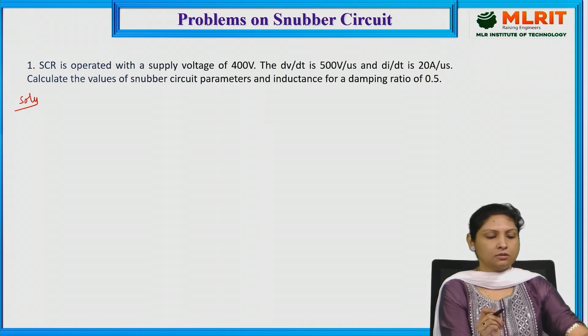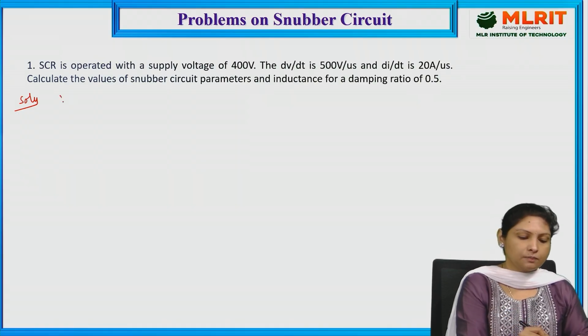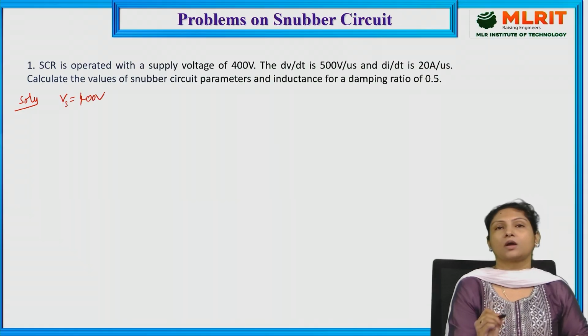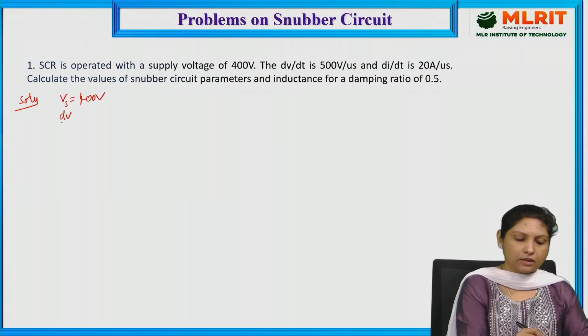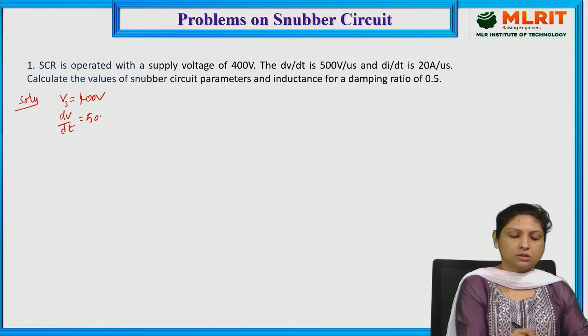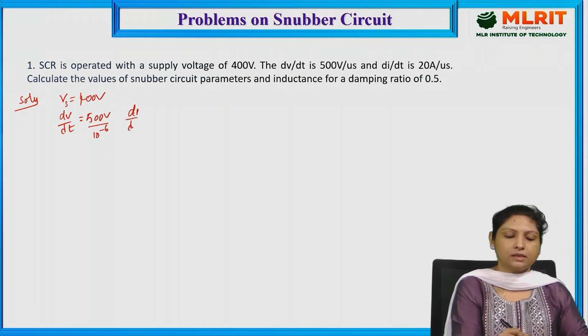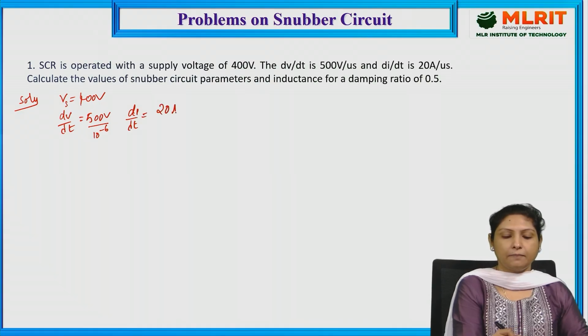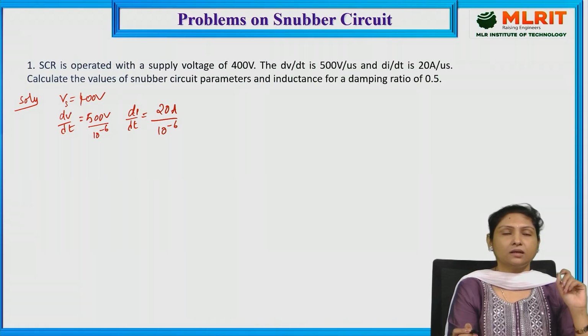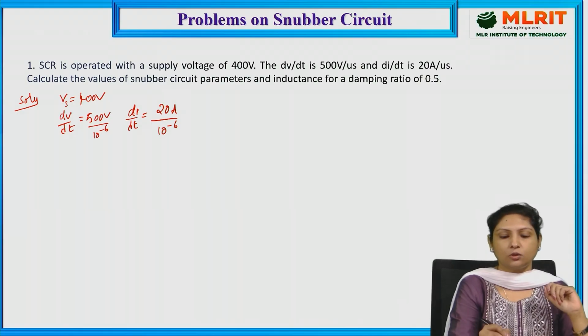So here, the SCR is operated with a supply voltage of Vs equal to 400 volts, and dV by dt is given as 500 volts per microsecond, that is 10 to the power of minus 6, and di by dt is given as 20 amperes per microsecond, that is 10 to the power of minus 6. And now calculate the value of Snubber circuit parameters and inductance for the damping ratio of 0.5, that is, damping ratio zeta is given as 0.5.